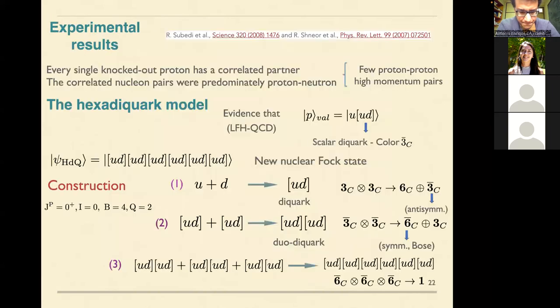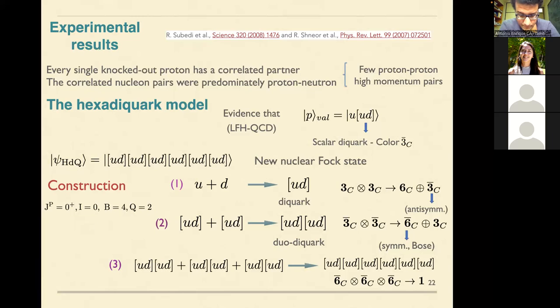The experimental results, and this is the paper of the experimental results, show that in the final state you have predominantly proton-neutron pairs coming together. So not proton-proton or neutron-neutron. So somehow there is a correlation between that. There are people that have worked on that, for example Claudio Ciofi, who for many years has worked on these short-range correlations. But we are going to have a different approach here.